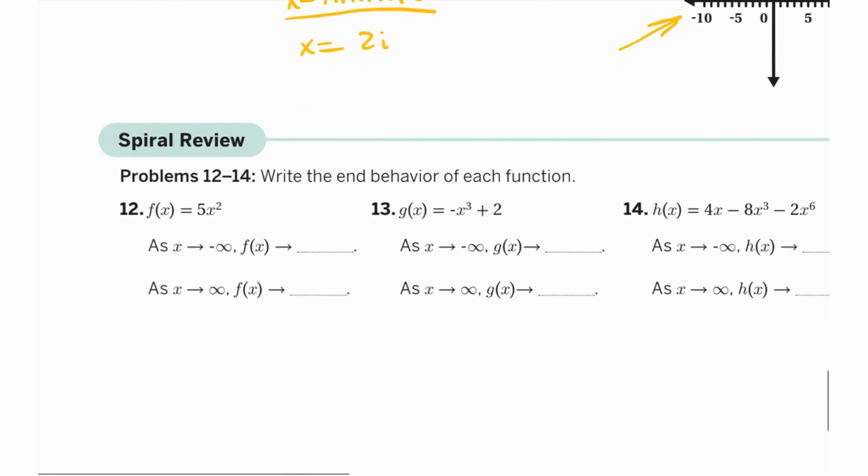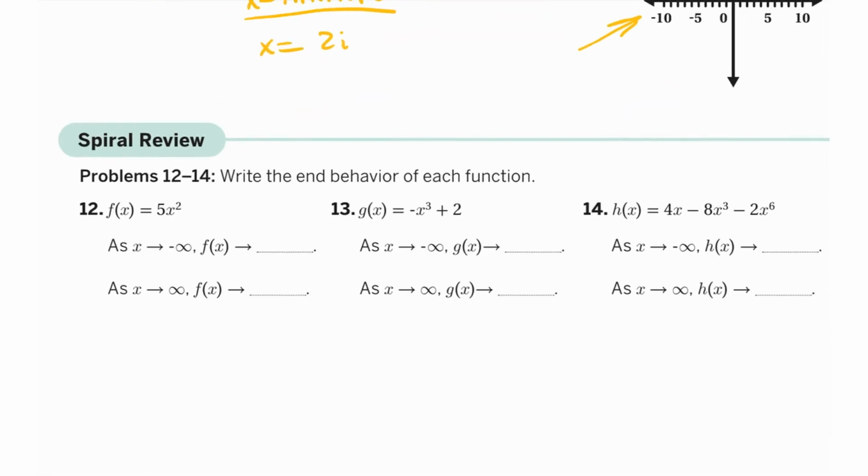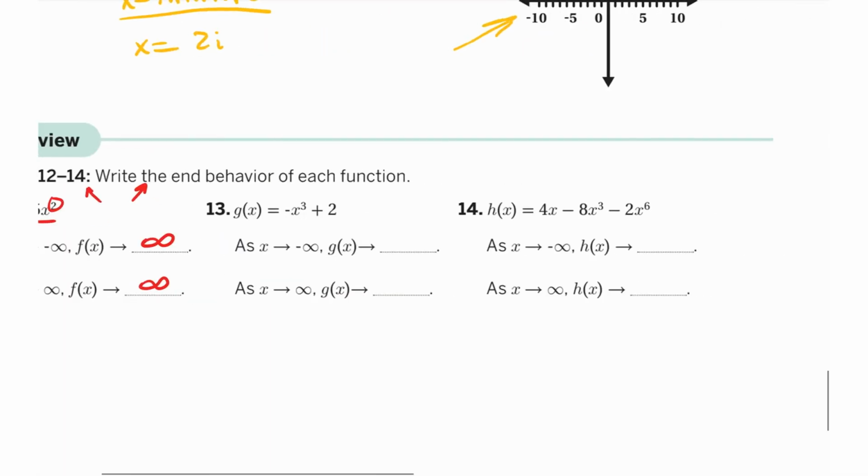All right, our spiral review, we're writing the end behavior of each function. So we need to think back and understand that when we have a positive leading coefficient, and my highest exponent is a power of 2, that means that the right side points up, and then my end behavior is going to be the same for both the left and the right side. And since they are going up forever, positive infinity and positive infinity.